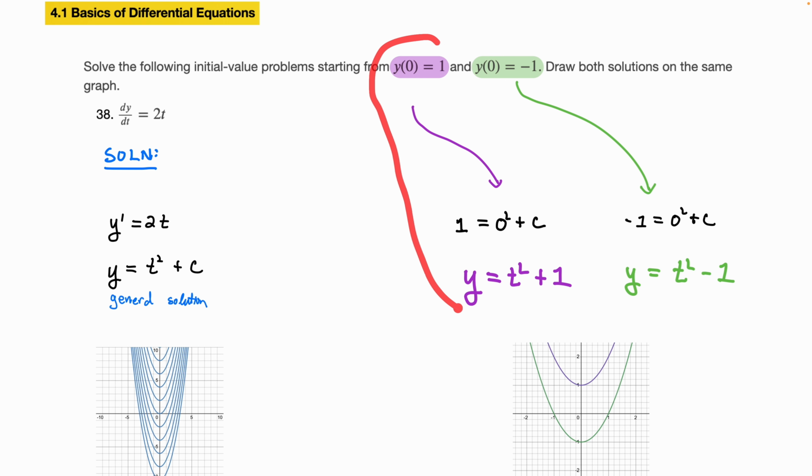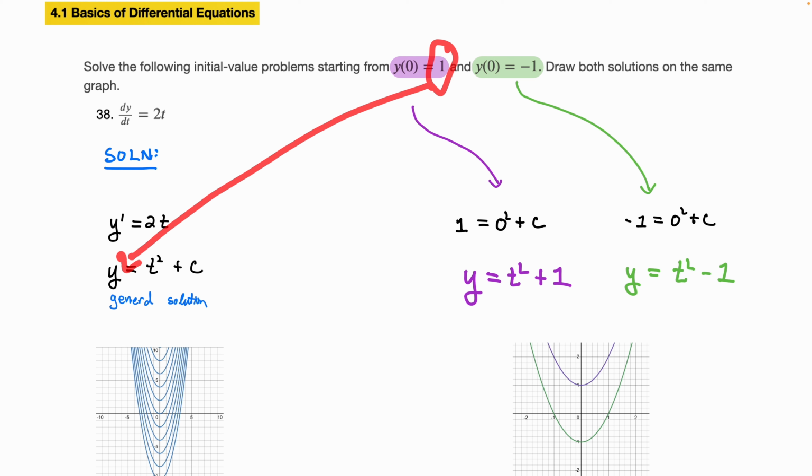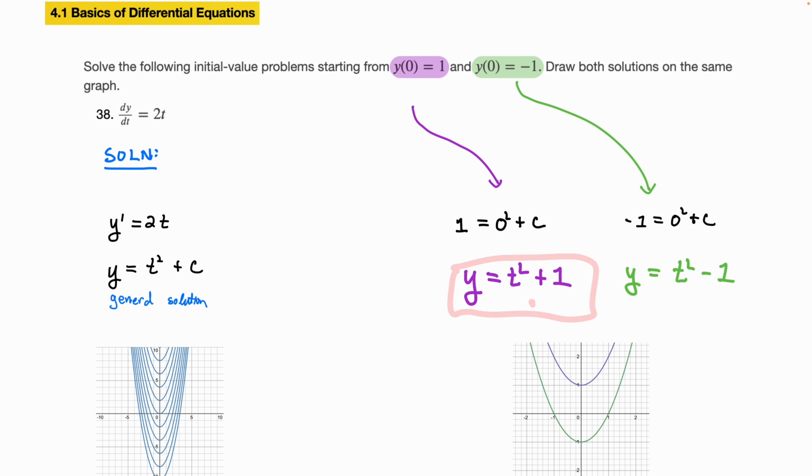Next, when you look at this particular initial value, you simply plug in 1 for y, plug in 0 for t, and then find that c must be 1. Come back and write down, aha, I have my particular solution. I have a solution to the given initial value. Same thing for the other one. And here are those two solution curves plotted together, and that would correspond with this one and with this one.